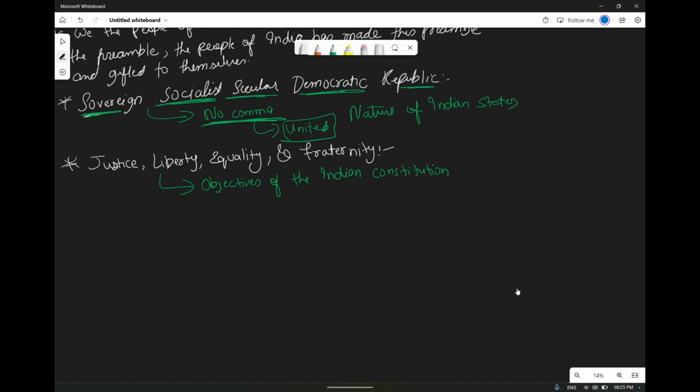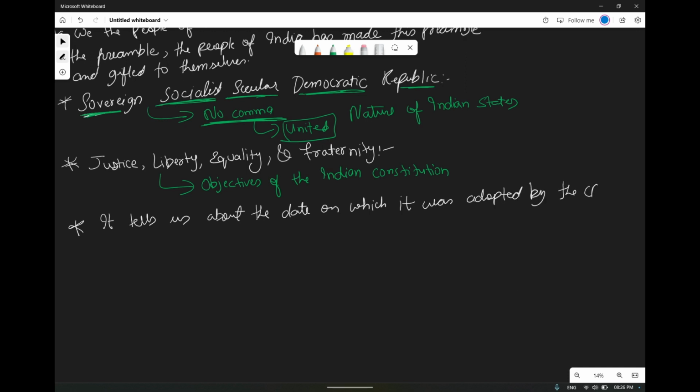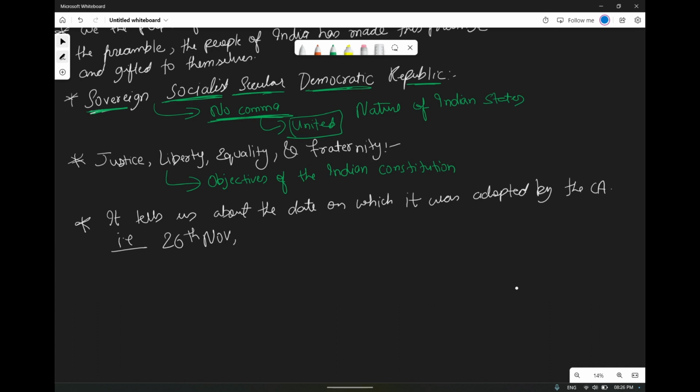Now, another important point: it tells about the date. What extra is mentioned in the preamble? It tells us about the date on which it was adopted by the Constituent Assembly. What is that date? The date is not 26th January. The date is 26th November 1949. On that date it was adopted by the Constituent Assembly.